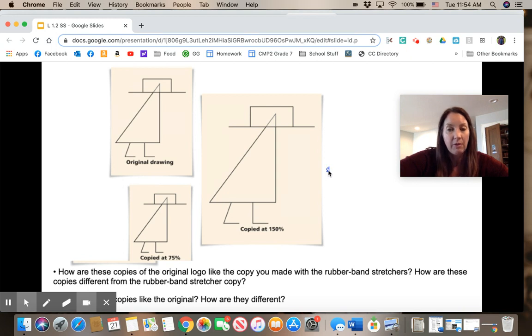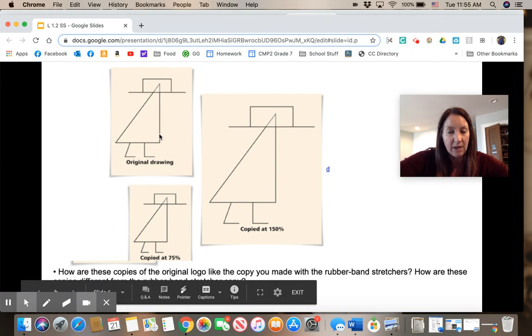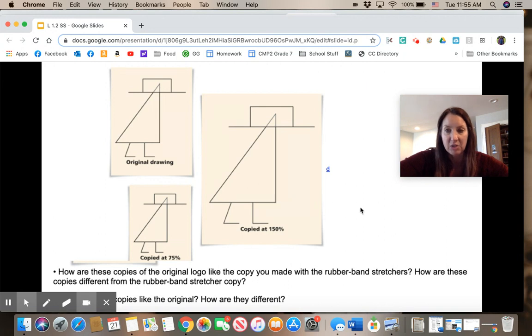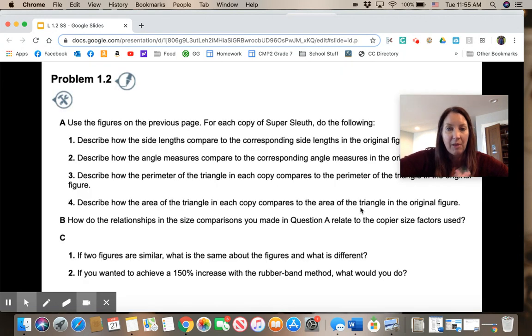They are smaller or larger, but you can kind of see here those 90-degree angles in the corner are staying 90-degree angles. The angles are not changing as the size of the shape changes. We'll talk more about that later, like I said. So we're going to use the figures on the previous page. For each copy, do the following.